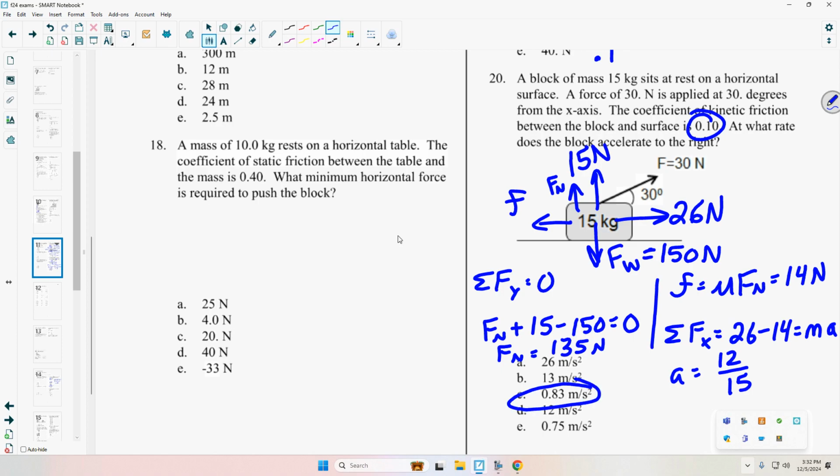Was that the right answer? Yeah. Probably shouldn't have rounded that. Frictional force. Okay. Is that good? We're good? Yeah, go ahead.